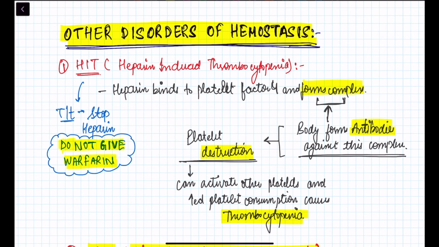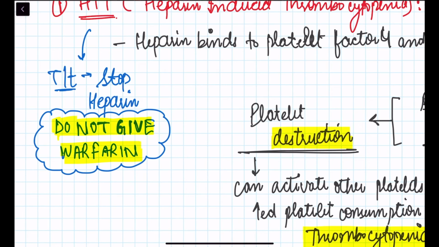The treatment would be to stop heparin and not give warfarin, because there would be increased chances of warfarin-induced skin necrosis. So this you have to keep in mind. You have to rely on other anticoagulants, the anticoagulants apart from heparin and warfarin. Heparin is the main culprit, but warfarin in this case could cause severe warfarin-induced skin necrosis. So refrain from giving warfarin.